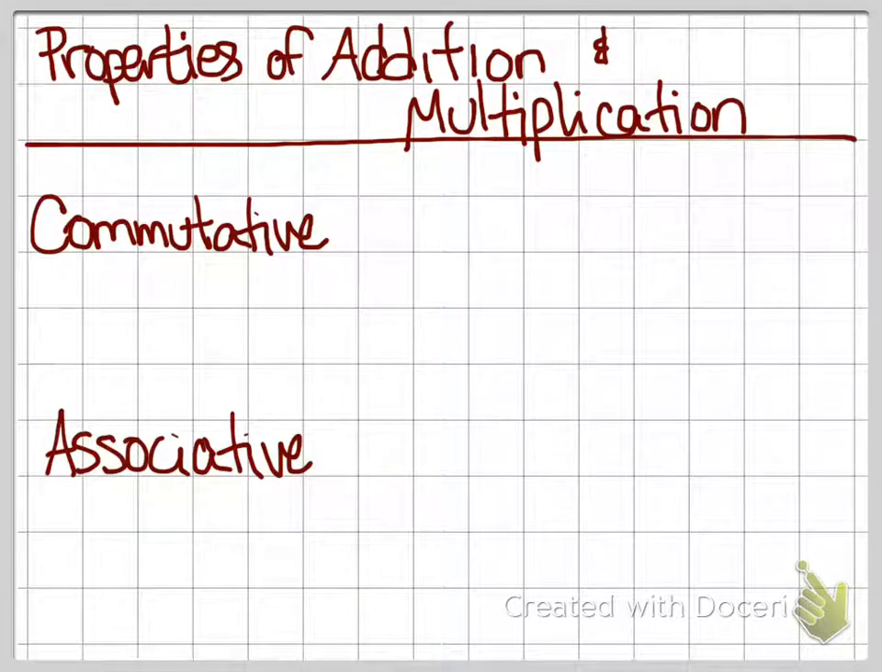There are also 4 common properties of numbers. However, you need to realize that these properties only hold for addition and multiplication. They don't hold for subtraction and division.